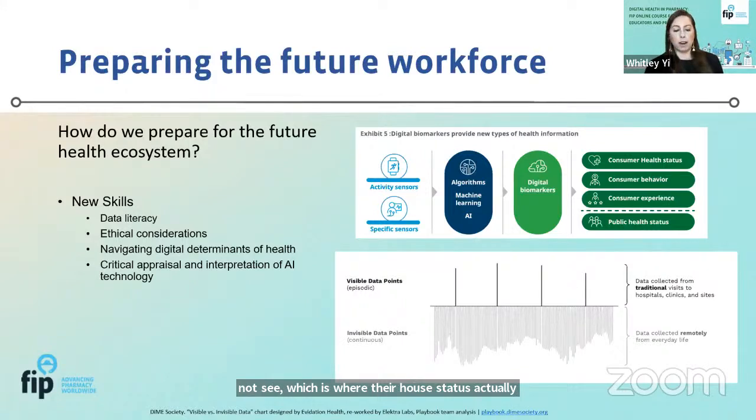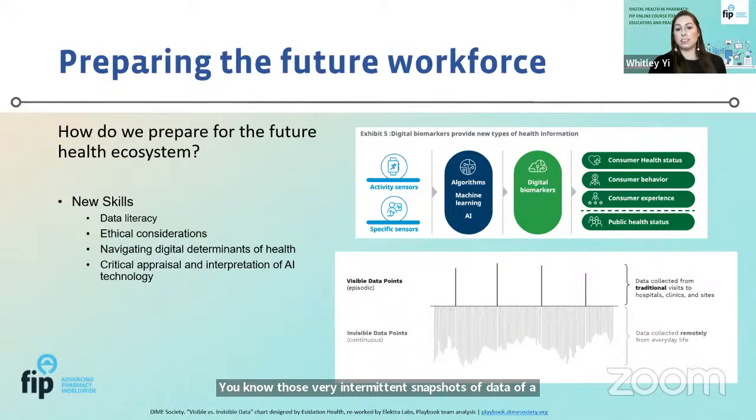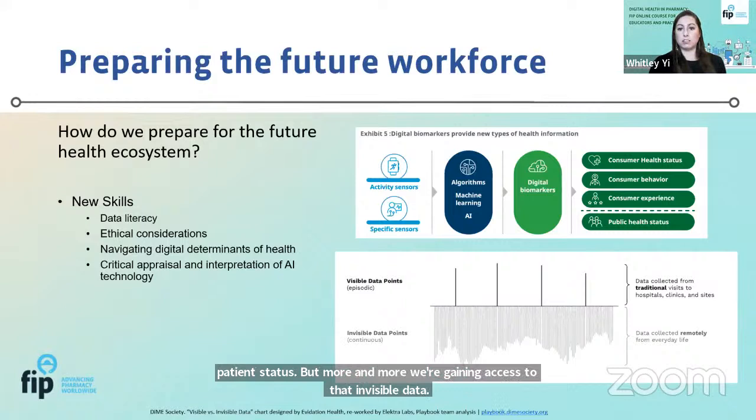And what happens right now is that we have a lot of guidelines and current best practices all based on making decisions from seeing those very intermittent snapshots of a patient's status. But more and more, we're gaining access to that invisible data. What does a patient's continuous health status look like?